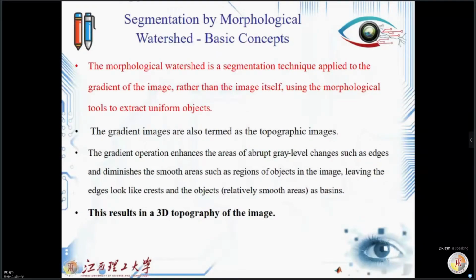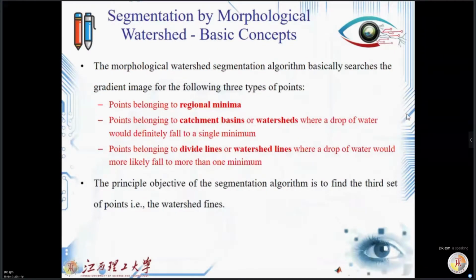The result is the 3D topography of the image. You can see for this method, it's applicable more there. But if we continue, this method basically searches the gradient image for the following three types of points. And these three points are important for us.